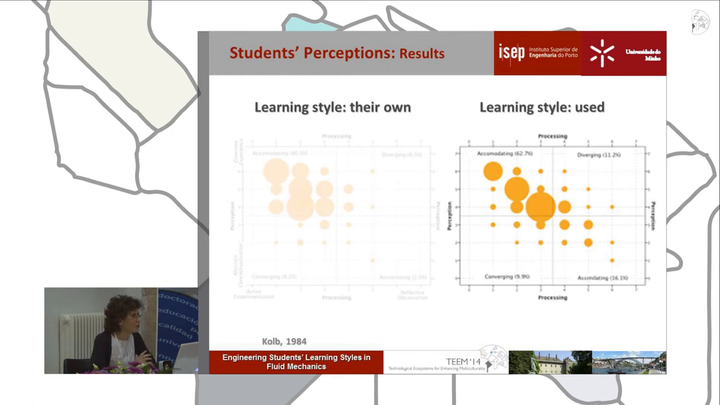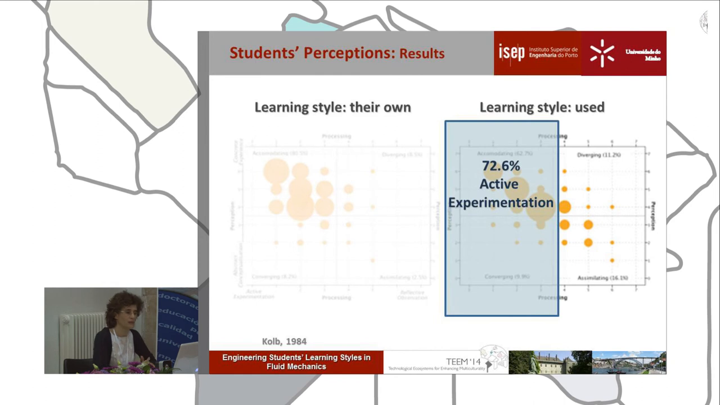When we asked, these results were interesting. The students are motivated by the practical work. However, they believe that the work must be helped. They need the help of the teacher. They do not feel comfortable working alone by themselves. So they need to be guided along the semester.